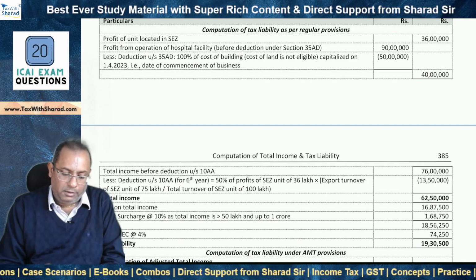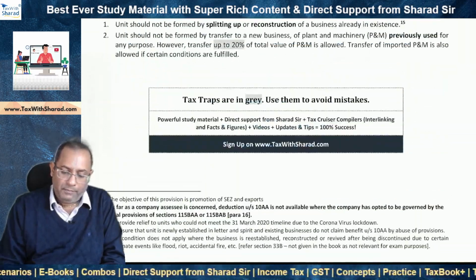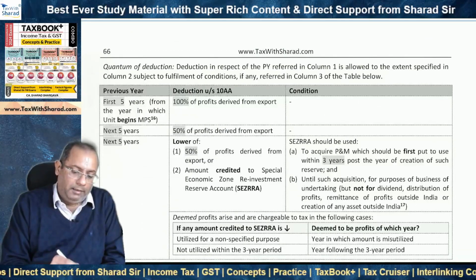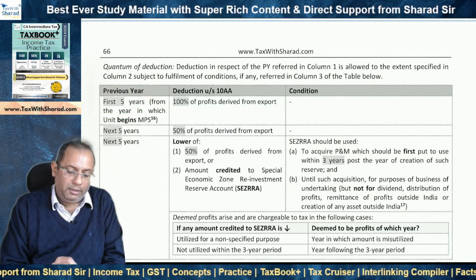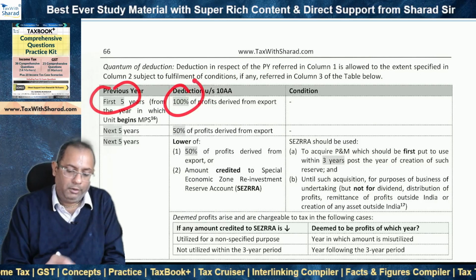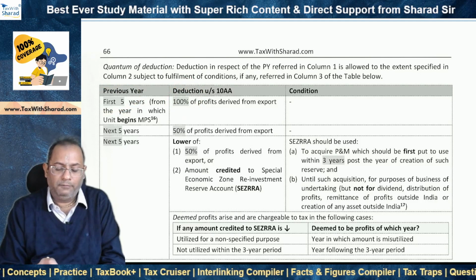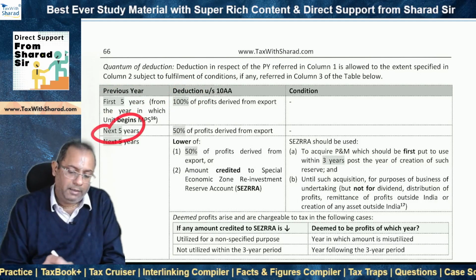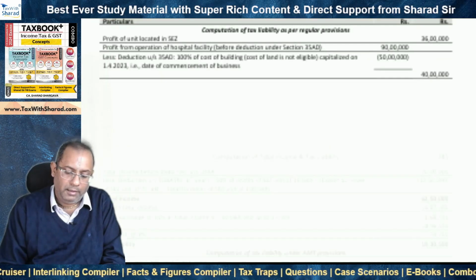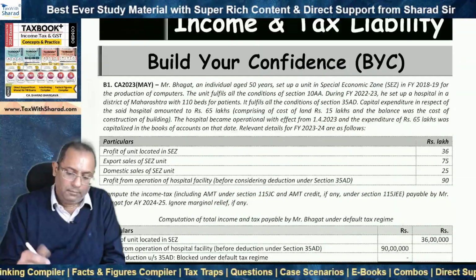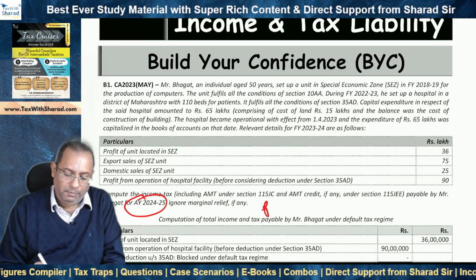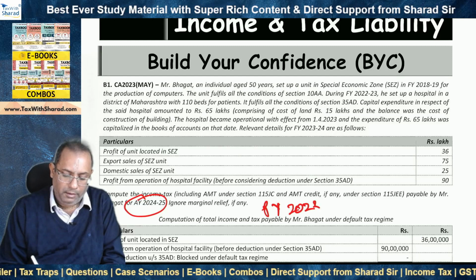Now if we look at the provisions of section 10AA, it is very clear that in the first 5 years from the year in which the unit begins manufacture, production or provision of services, the deduction is to the tune of 100% of eligible profits, that is profits derived from export. Next 5 years it is 50%. Now we need to figure out what is the year in question. So here we are talking about AY 24-25, that means previous year 2023-24.